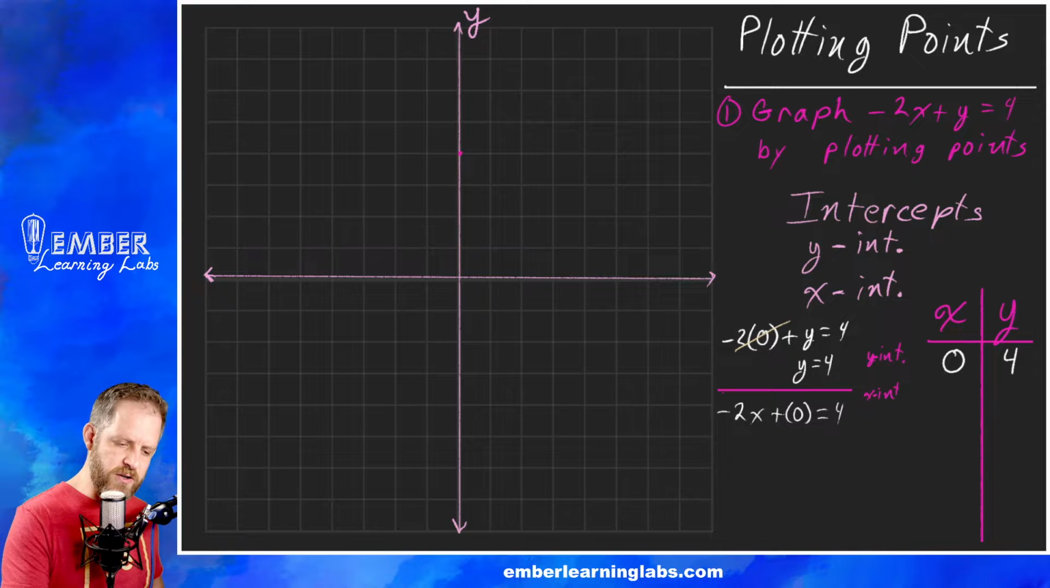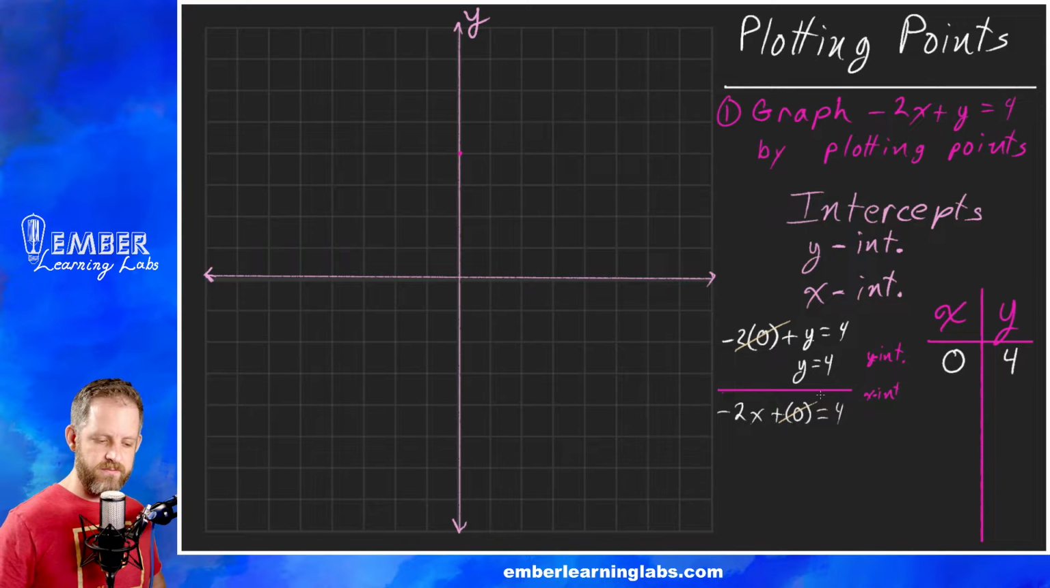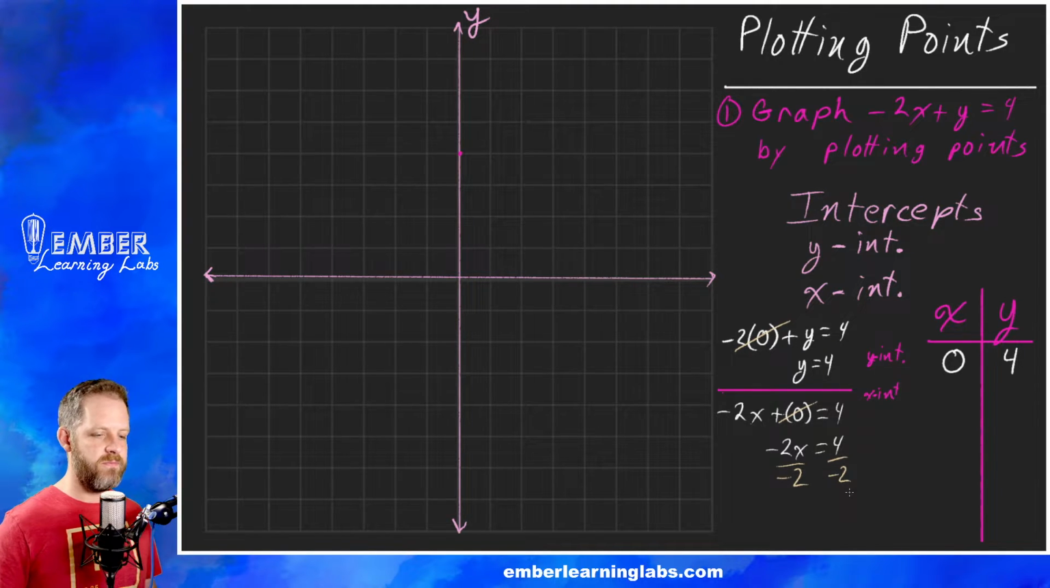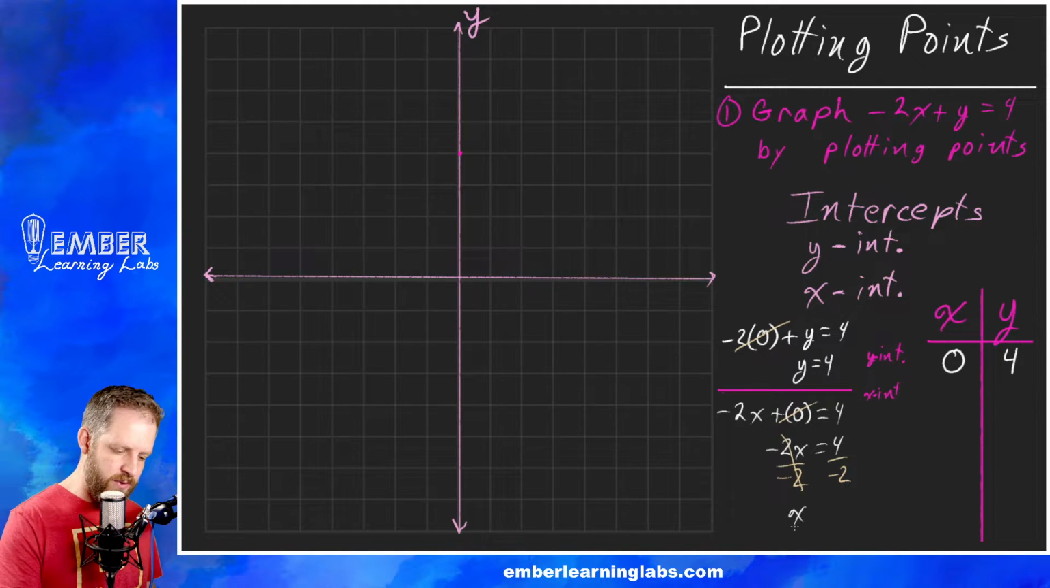So this first bit is going to cancel out, leaving us with -2x equals 4. How is that -2 attached to x? Well, it's multiplied, so how do we get rid of it? We divide. So we're going to divide both sides by -2. -2 and -2. And so these ones cancel, leaving us with x equals -2.